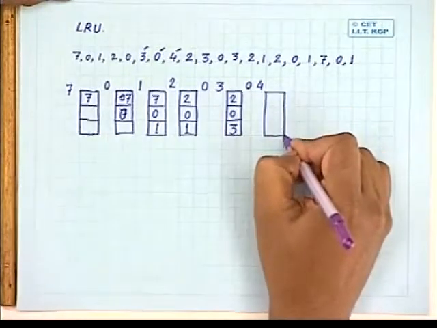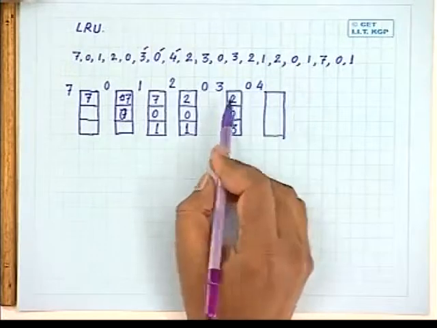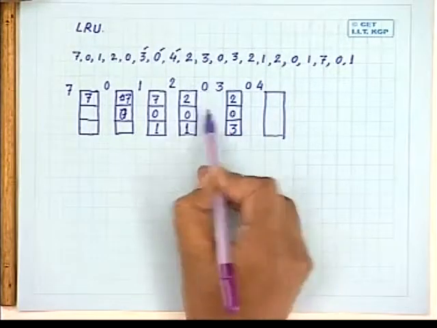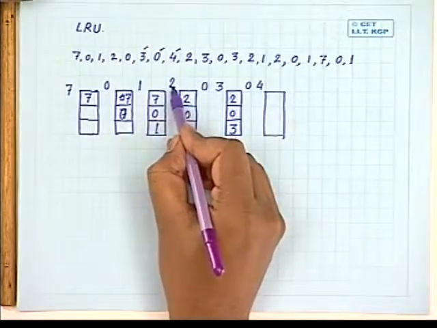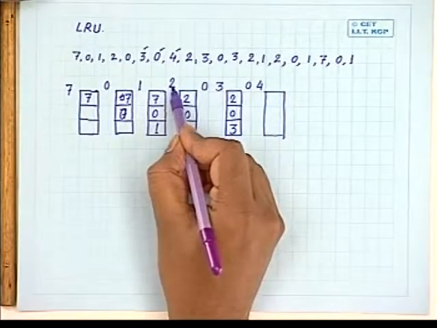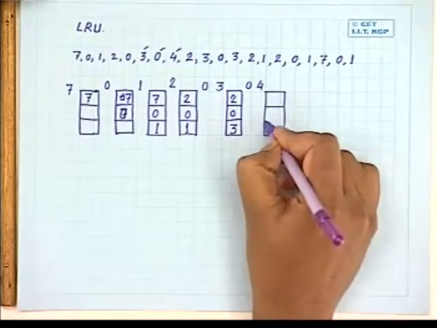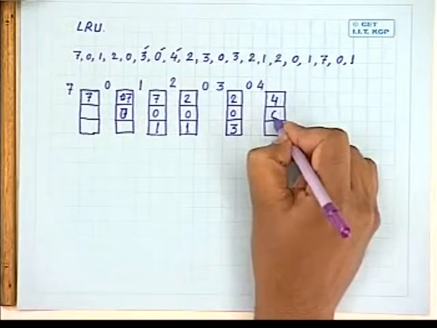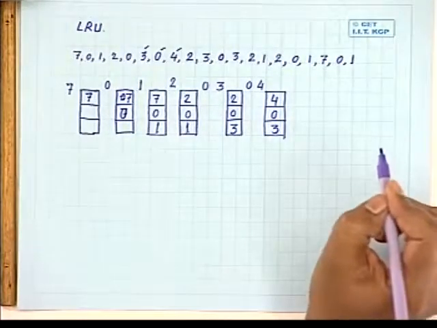Again you find 0 is most recent, 3 was referred before that, and before that 2. So out of these 3 pages, page number 2 is the least recently used page. So we will replace page number 2 by page number 4. So the situation will be like this, 2 replaced by 4, and 0 and 3 remain as they are.